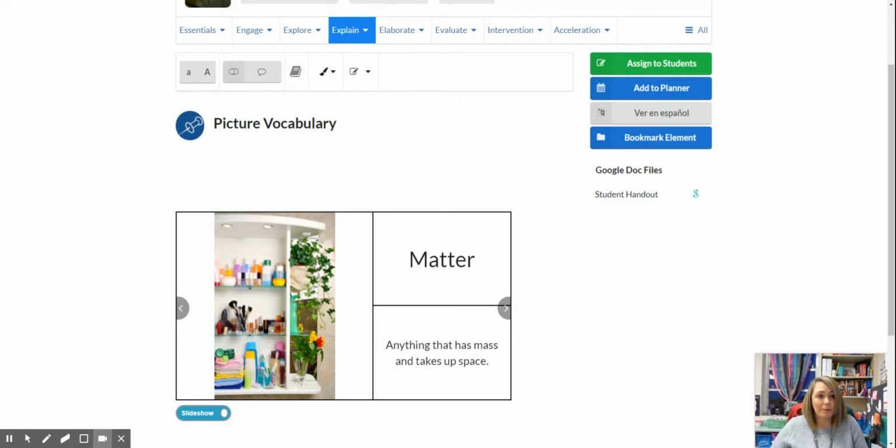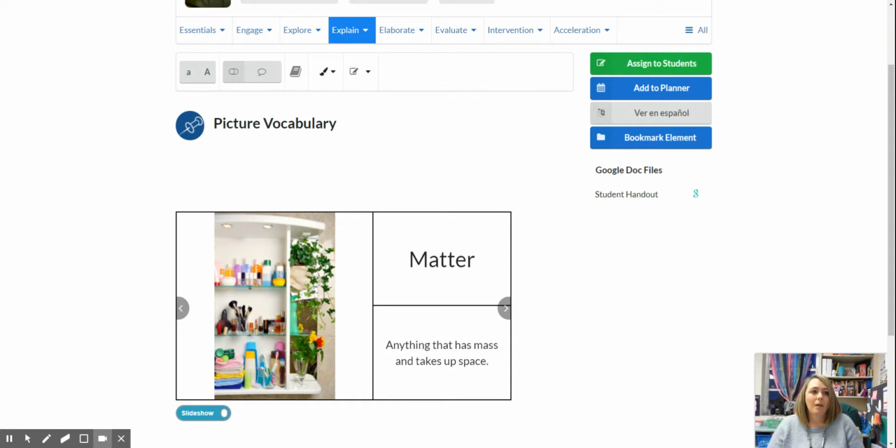So the very first vocabulary word is matter, and it says anything that has mass and takes up space. If you look in the picture, you see a medicine cabinet, which you might see in your house or under the sink. You've got hand towels, a toothbrush, face wash, makeup brushes. So anything in the world that has mass and takes up space. Here's a little thing of Elmer's glue. It has mass. I can put it on a balance beam and measure it, and it takes up space.